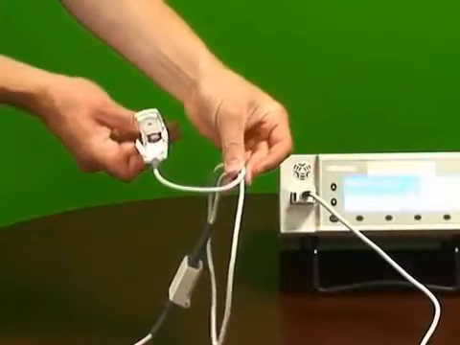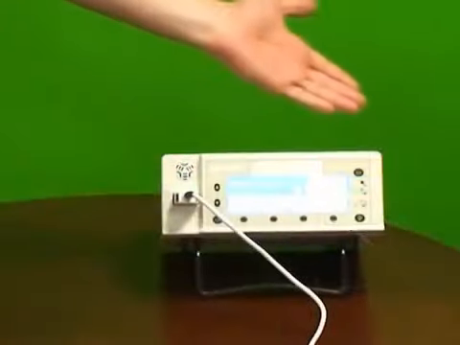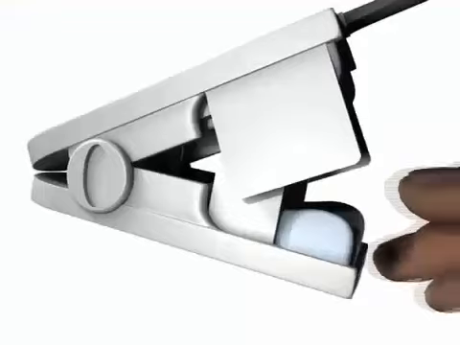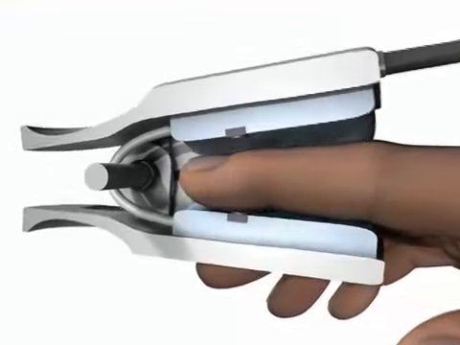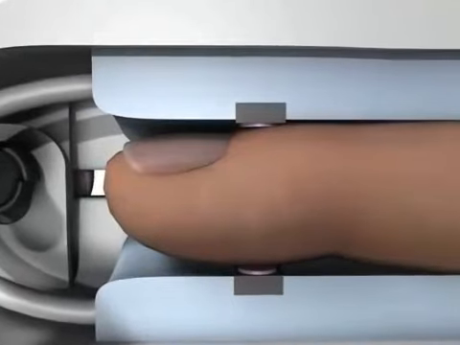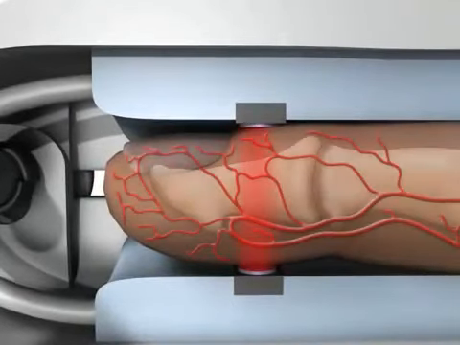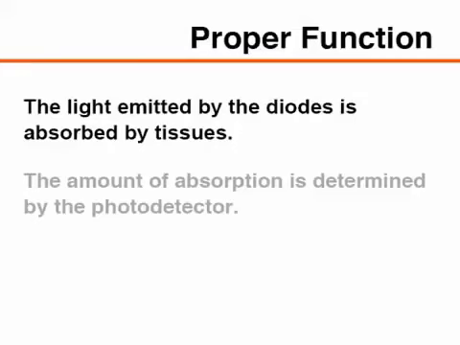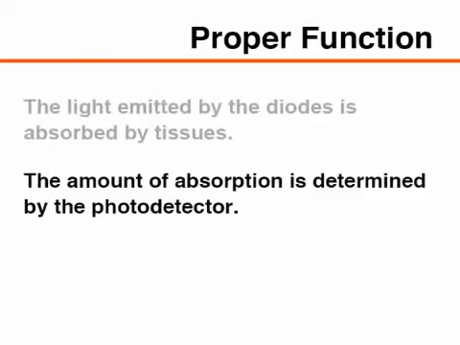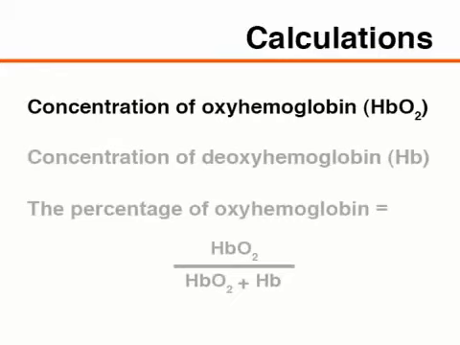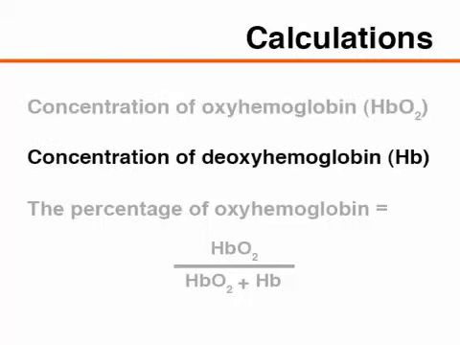Pulse oximeters consist of a peripheral probe and a small microprocessor unit. Traditionally, the peripheral probe contains a photodetector and two light-emitting diodes. The two light-emitting diodes emit light of different wavelengths. The light emitted by the diodes is absorbed by tissues, and the amount of absorption is determined by the photodetector. Using this information, the microprocessor determines the concentration of oxyhemoglobin and deoxyhemoglobin, respectively.